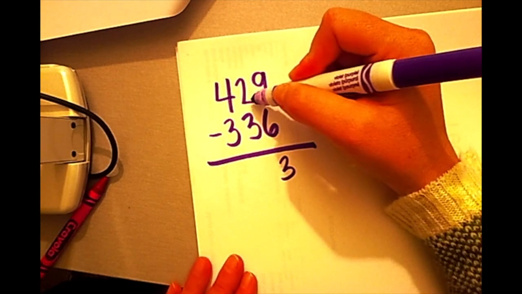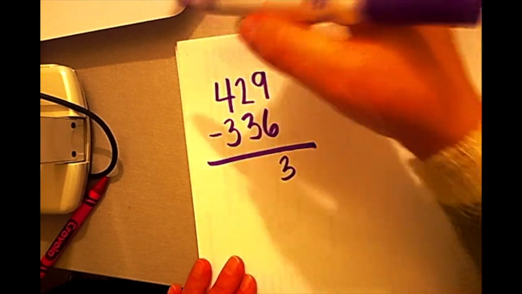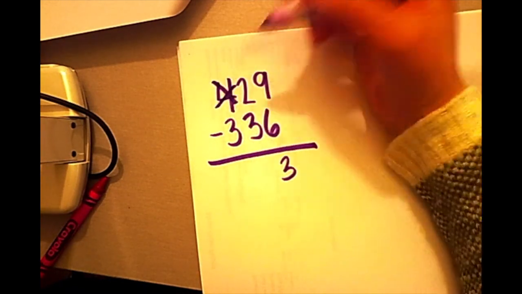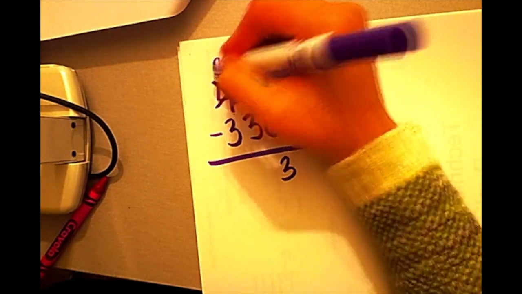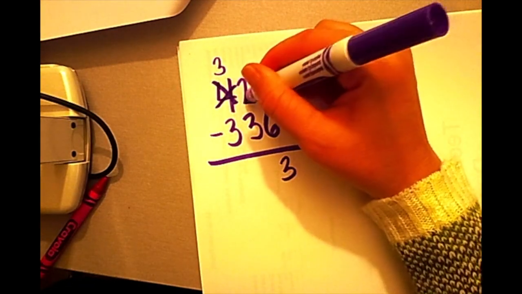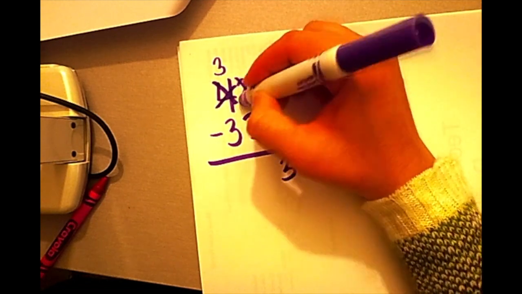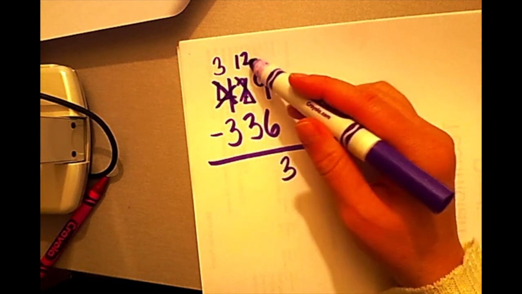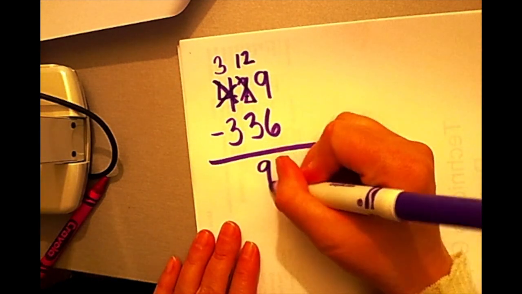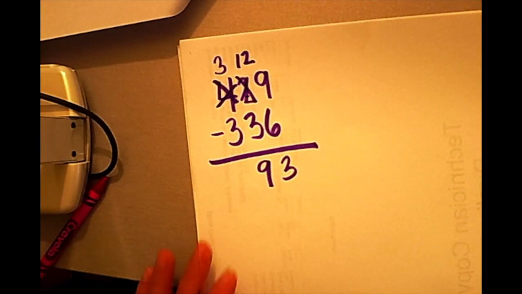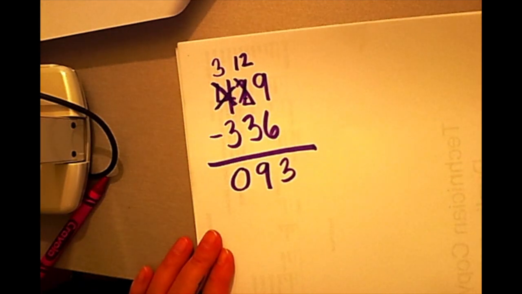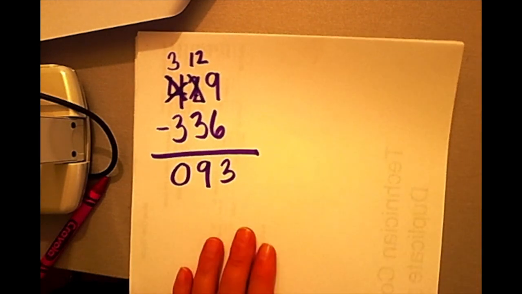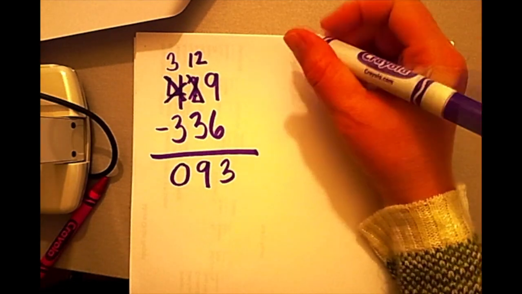But here, 3 is bigger than 2, so we can't subtract it. So we need to borrow. But this time we're going to be borrowing from the hundreds column. So 4 becomes 3, just like we've been doing. And we add 10 to this number. So 10 plus 2 is 12. Now we can subtract. 12 minus 3 is 9. And 3 minus 3 is 0. You don't have to put the 0 there, but you can if you want. Okay, so let's try a few on your paper.